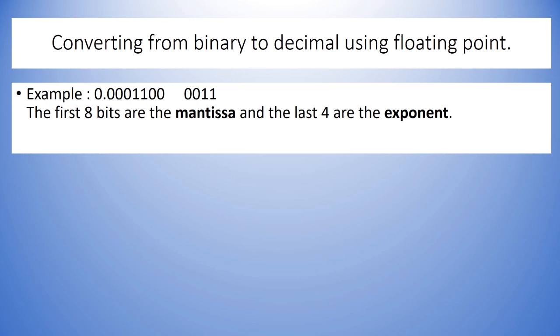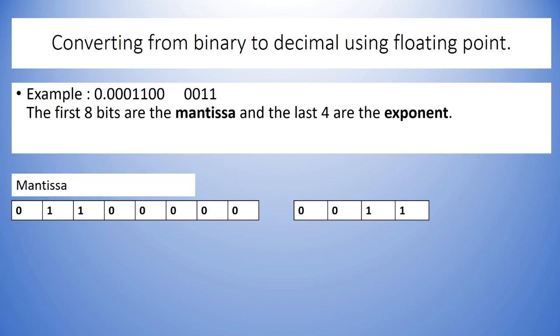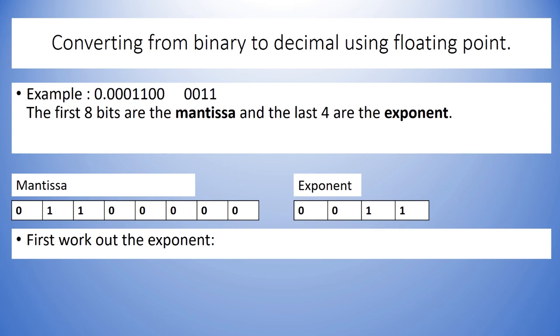So, for example, let's convert binary to decimal using floating point. We've got the 8-bit mantissa and the 4-bit exponent. The first 8 bits are the mantissa, the last 4 bits the exponent. Let's work this example out, shall we? First, work out the exponent. And the exponent is 3.